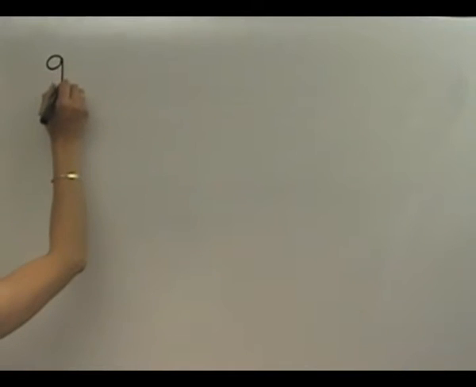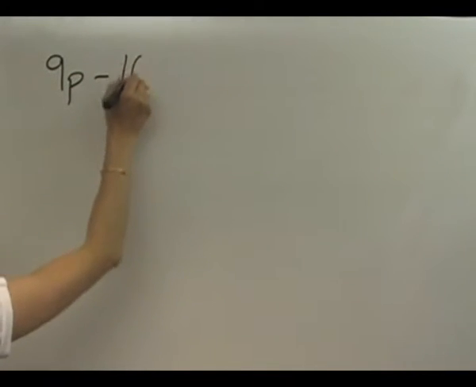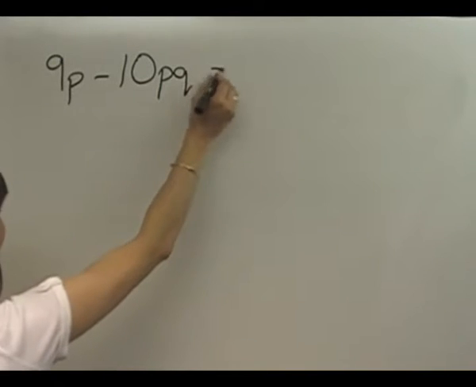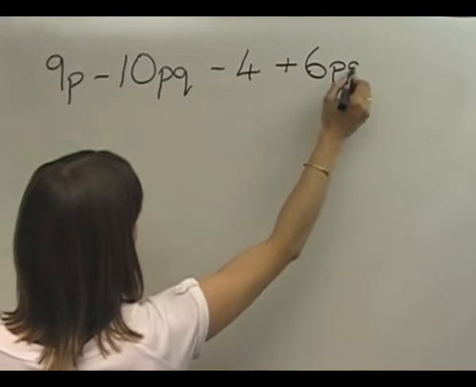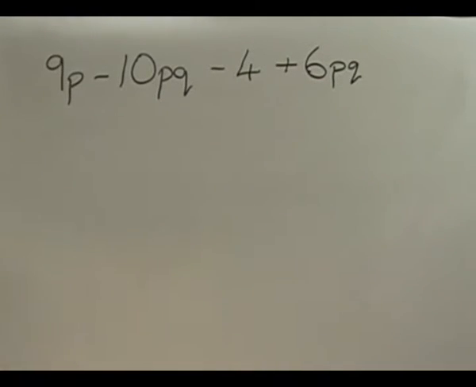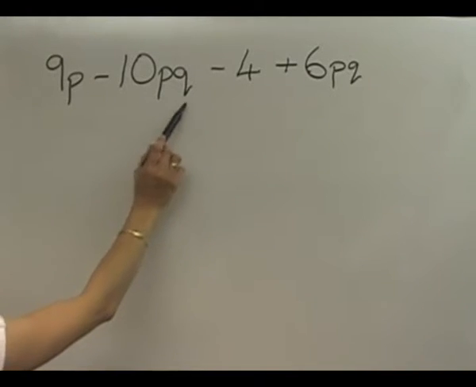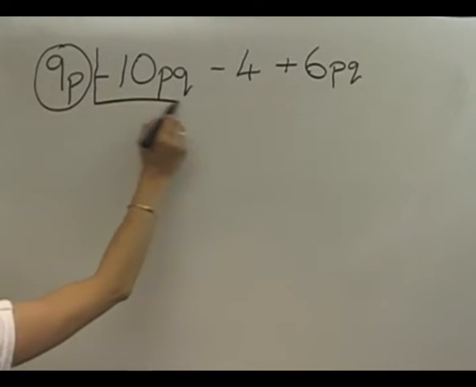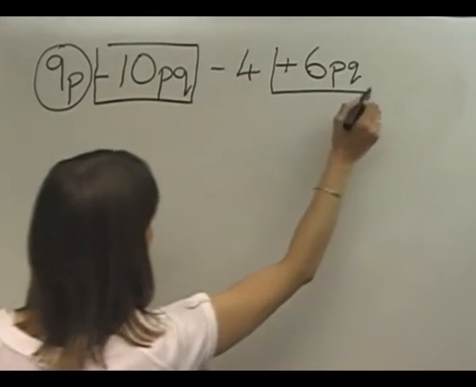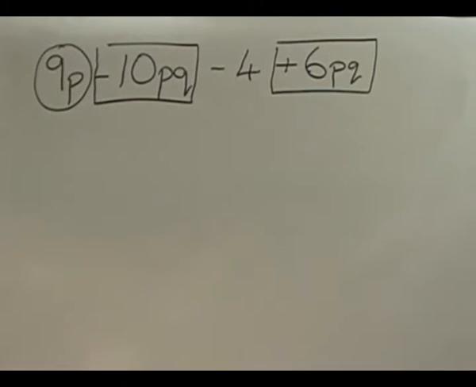9p, take away 10pq, take away 4, add 6pq. Right, here you'll see you've got three different types of things. You've got the things with p in, which is the first one. You've got two parts with pq and one number on its own, which is just a 4. So let's put a circle around the 9p, and we'll put a square around the pq terms, so negative 10pq and add 6pq, and we'll leave the take away 4 on its own.